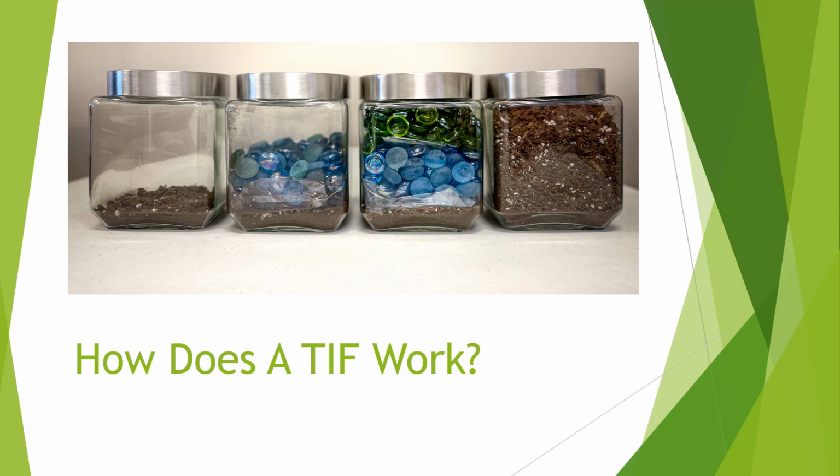This is a picture of 4 jars. The jars represent the amount of property tax generated on the property. You'll notice the first jar only has soil in the bottom. The soil represents the value of the blighted property. It represents the value of the land when the TIF district is established.